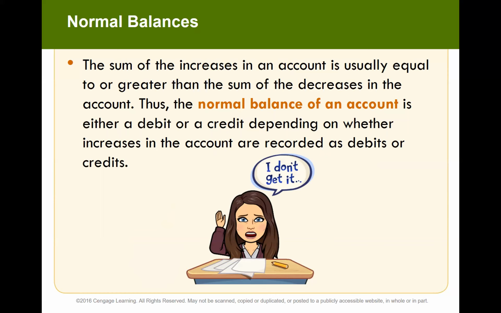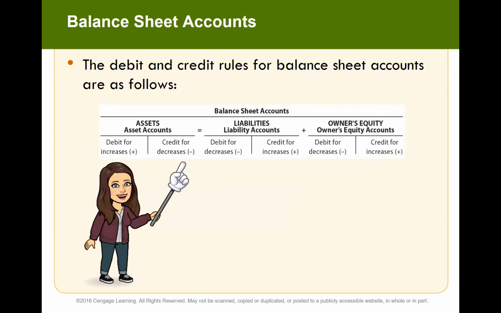With all that said, for each of those accounts, they have what's considered a normal balance. So the sum of the increases in an account is usually equal to or greater than the sum of the decreases in the account. Thus, the normal balance of an account is either a debit or a credit, depending on whether increases in that, okay, blah, blah, blah. I don't get it either. This is a very complicated way of saying whatever normally increases that account, whether a debit increases that account or a credit increases that account, that is the normal balance. So look at assets. Debits increase assets. So then the normal balance for all asset accounts is a debit balance.